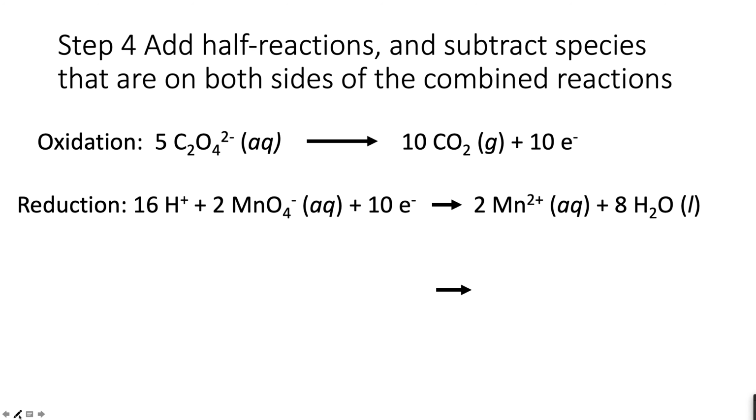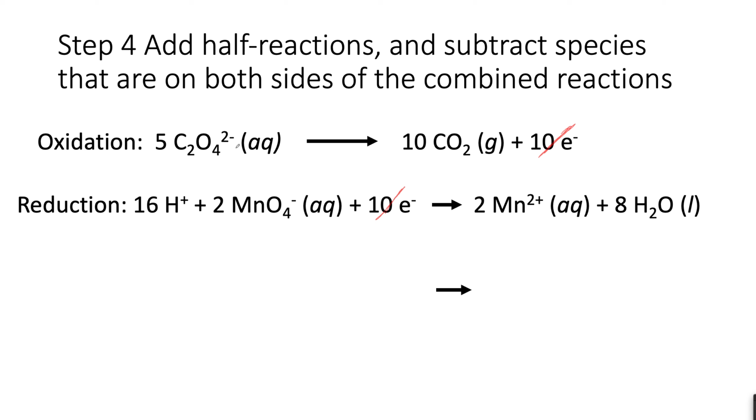So let me get this pen out again. What this is saying is, if we added all of these together and saw that a molecule occurs on both the reactants and the products, we have to subtract them. The only one here, and it's really not a molecule in this case, it's a subatomic particle, is our electrons. They occur on our reactant side and our product side.